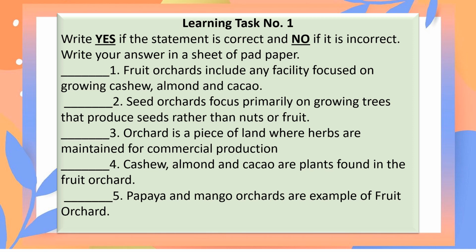Number 2, seed orchards focus primarily on growing trees that produce seeds rather than nuts or fruit. 3, orchard is a piece of land where herbs are maintained for commercial production. Number 4, cashew, almond, and cacao are plants found in the fruit orchard. And number 5, papaya and mango orchards are examples of fruit orchard.